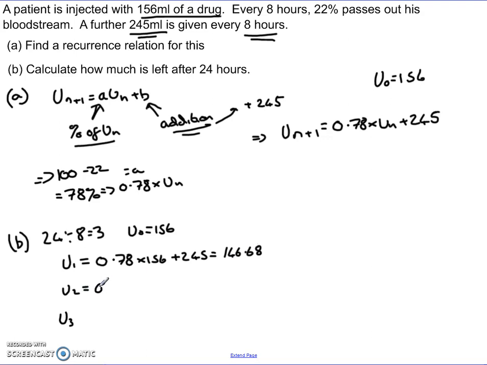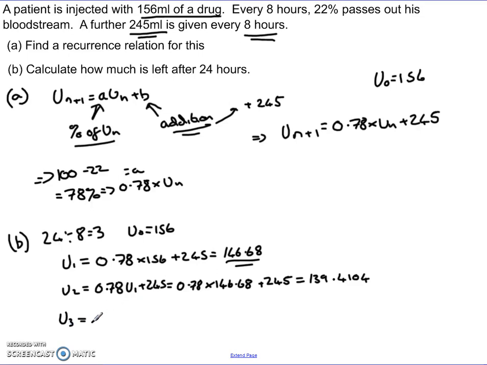Now we know u2 is going to be 0.78 u1 plus the 245 millilitres. Well, u1 we know is this amount here. So that's what we plug in. So we get 0.78 times 146.68 plus 245. Fire it into a calculator. You end up getting 139.4104. We're then on to our last term, the one that we want, u3.